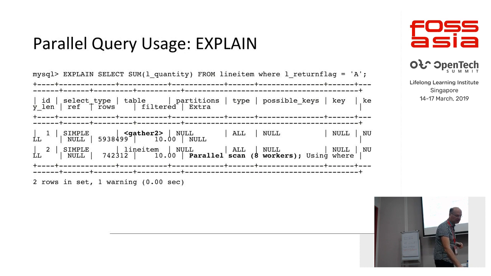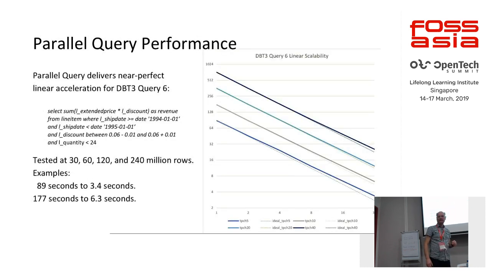So a little bit about performance. We have run the DBT3 queries on our implementation. DBT3 is an open source version of the TPC-H benchmark, which is a set of 22 queries for decision support type of requests. This is query 6, which is a single table query where you sum up the revenue for a certain period with a certain discount and so on.